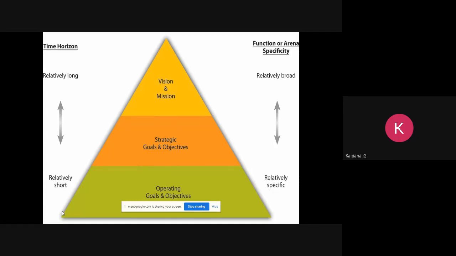So the first is about vision and mission of the organization as such. There will be only one vision, and then followed by strategic goals and objectives. Strategic goal could be one or many also, depending on the organization, and we are going to have a collection of objectives. Then followed by operating goals and objectives. So the last level is all about the departmental, individual, and then all the tactical operating goals also.